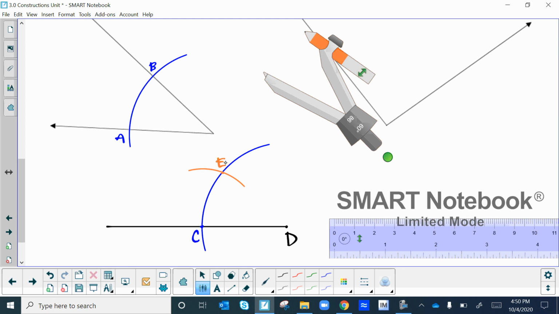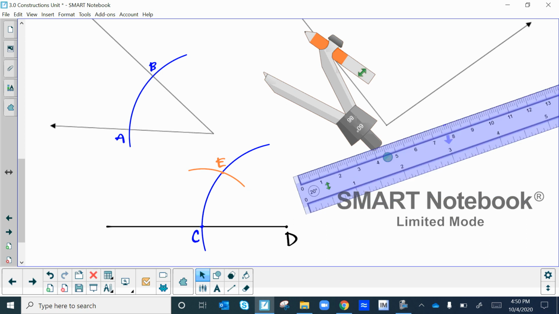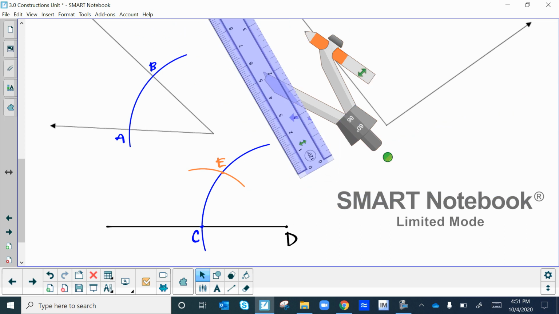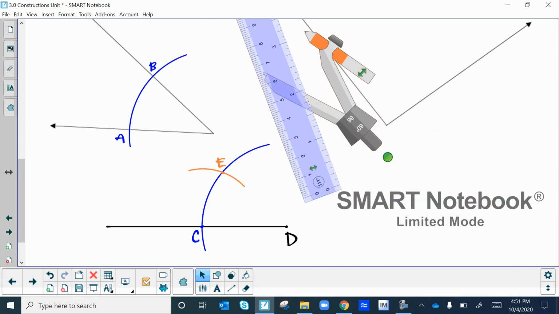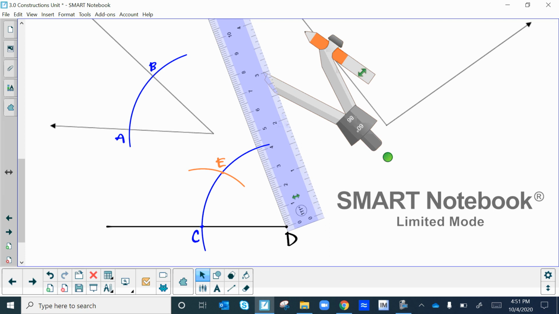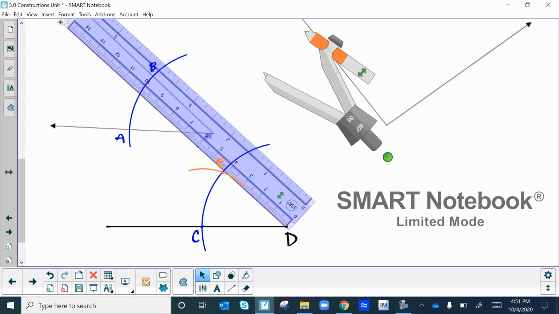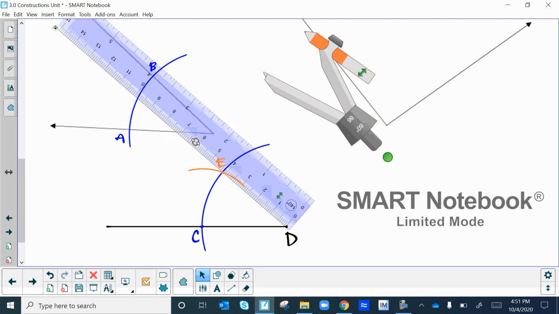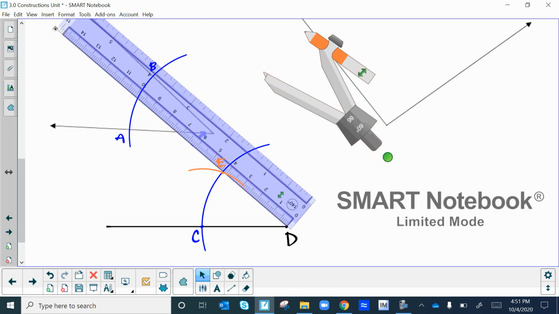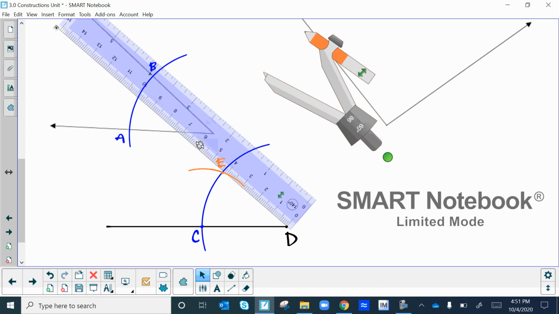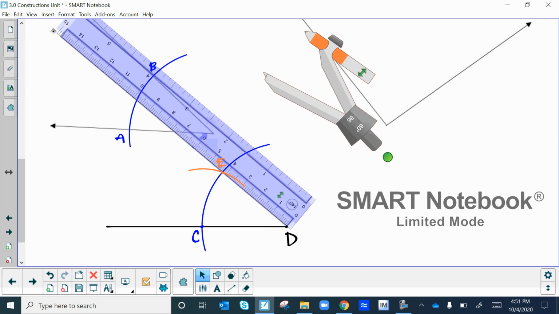All right. So that point is important because now I just have to connect D to E, and then that angle should be the same exact size as the angle right above. Okay, and you always want to make sure you're right on the vertex, and you want to make sure your ruler goes perfectly through that point. There we go. So let me get my pen.